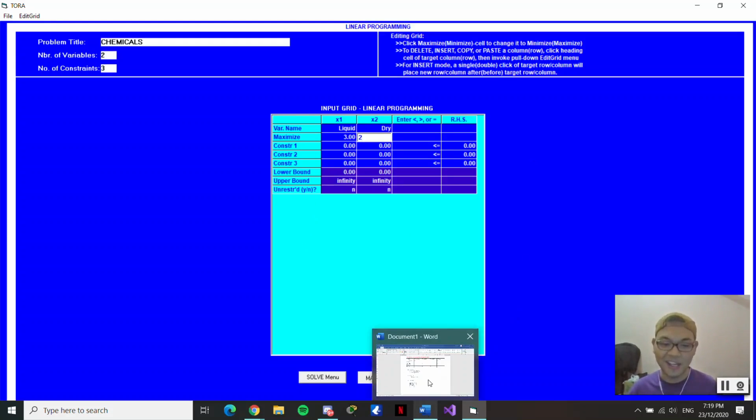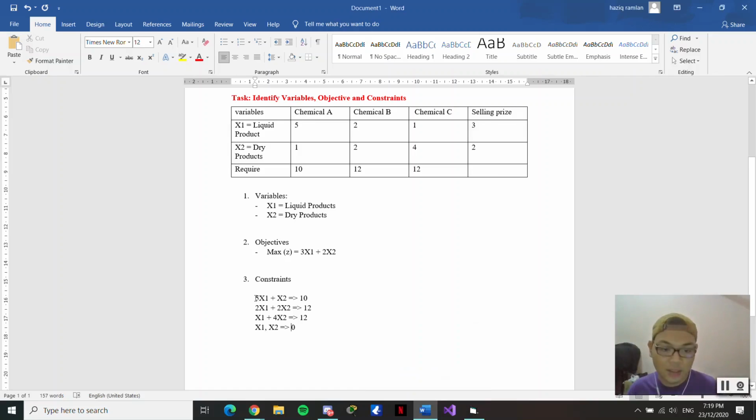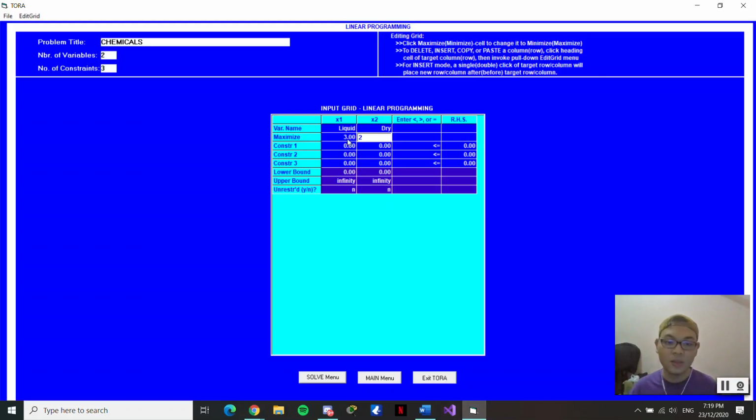So for the constraints, we're going to see it. It says here 5 and 10. Okay, I'm just going to put that in here. We're just going to transfer it: 5, 2, and then 10. It's greater than or equal to 10.